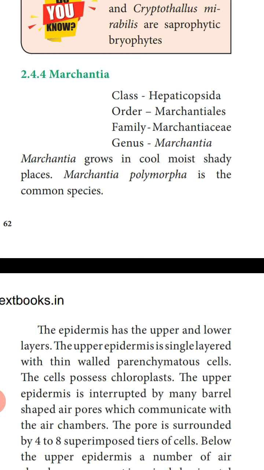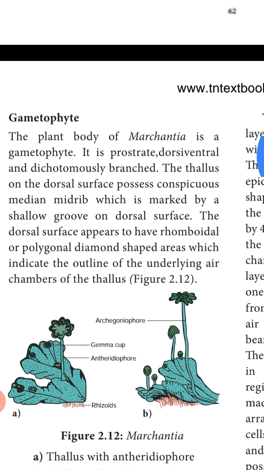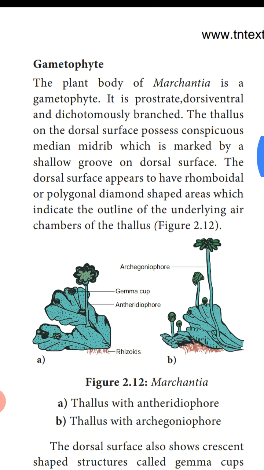Marchantia also grows in cool, moist, shady places. The common species of Marchantia is Marchantia polymorpha. Now, as we know, in the life cycle of bryophytes, the gametophytic phase is the dominant phase. So the plant body of Marchantia is a gametophyte. It is a gamete producing body. It is prostrate, dorsiventral. Dorsiventral means it has both an upper and a lower side, and it is dichotomously branched.